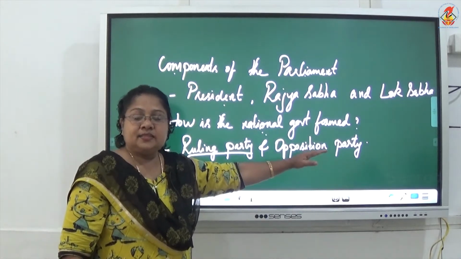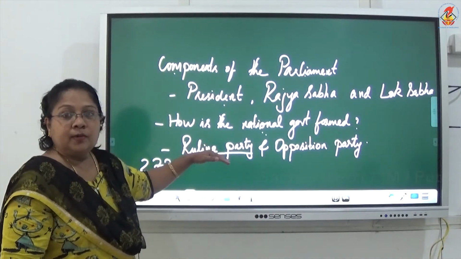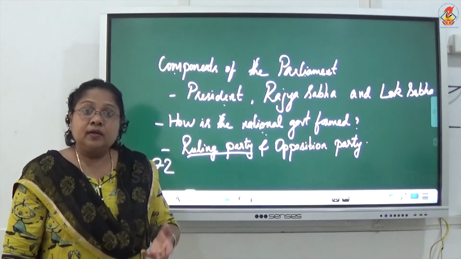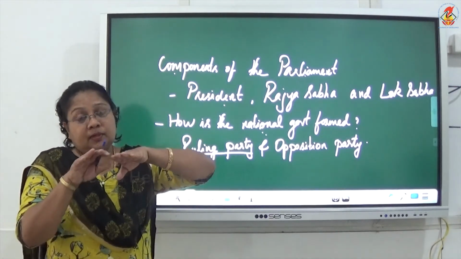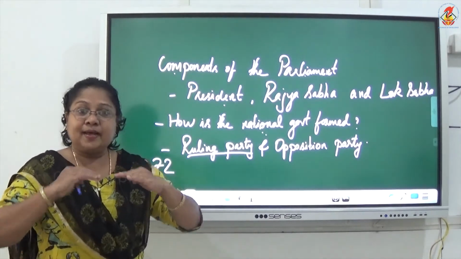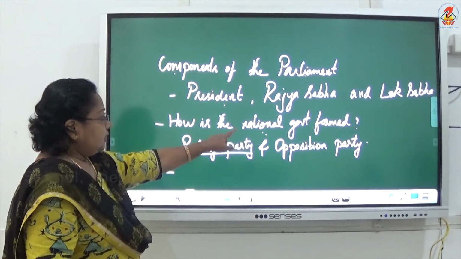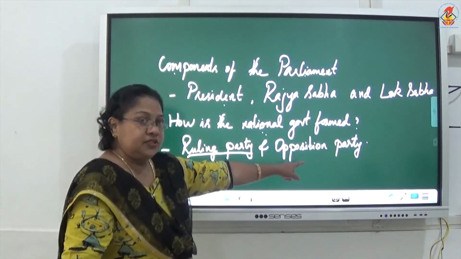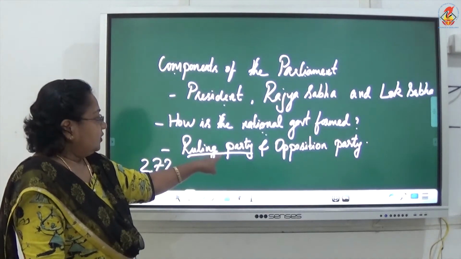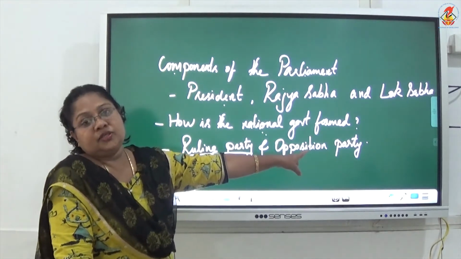The opposition always corrects, points out or criticizes the policies made by the ruling party, so that the ruling party gets an opportunity to correct its policy, and it helps to prevent the overpowering of the ruling party. So there will be a check and balance in the democratic system of the country. Clear? So in the national government there will be a ruling party and an opposition party. The ruling party is the party which gets the majority of seats in the parliament, and the rest of the parties form the opposition.